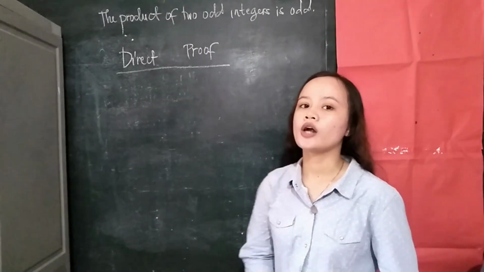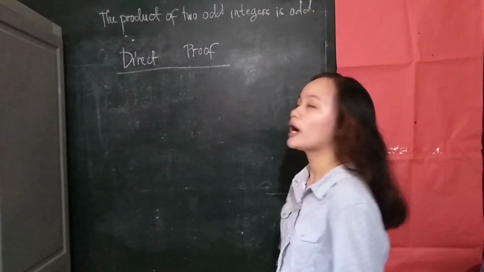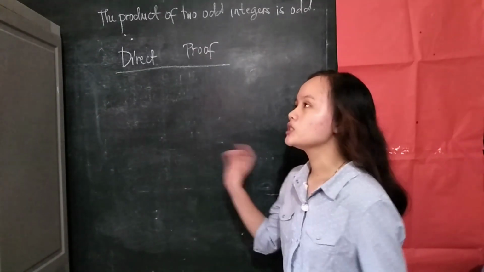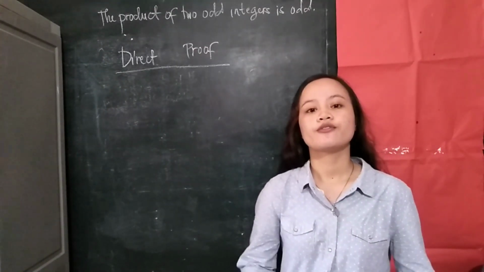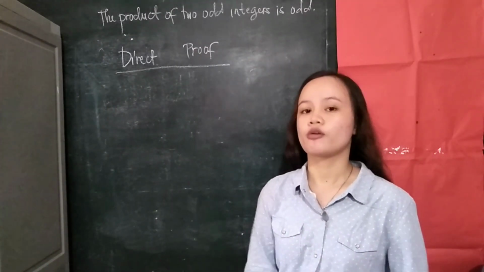We have here our statement, the product of two odd integers is odd. We are going to prove whether this statement is true or not by using a direct proof.